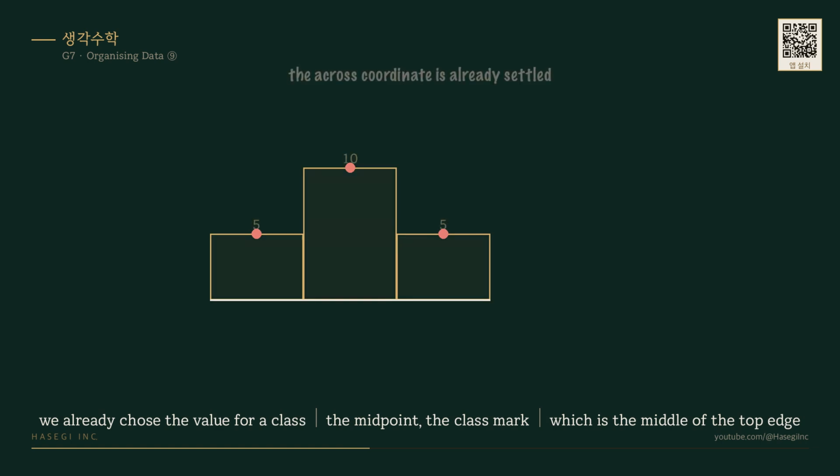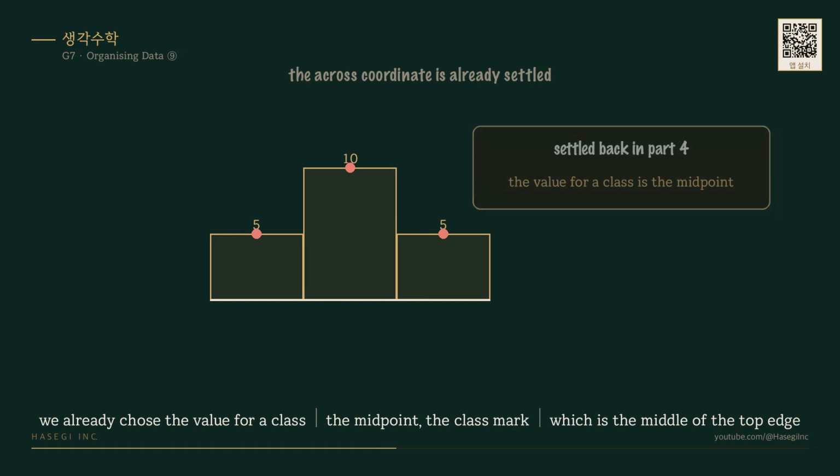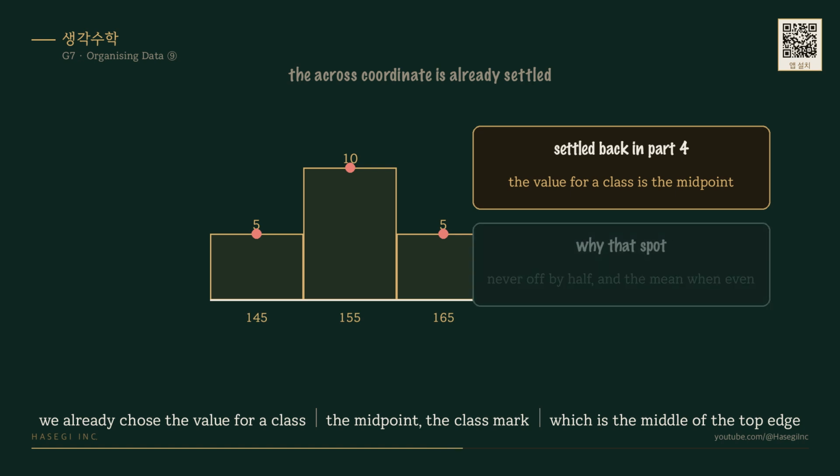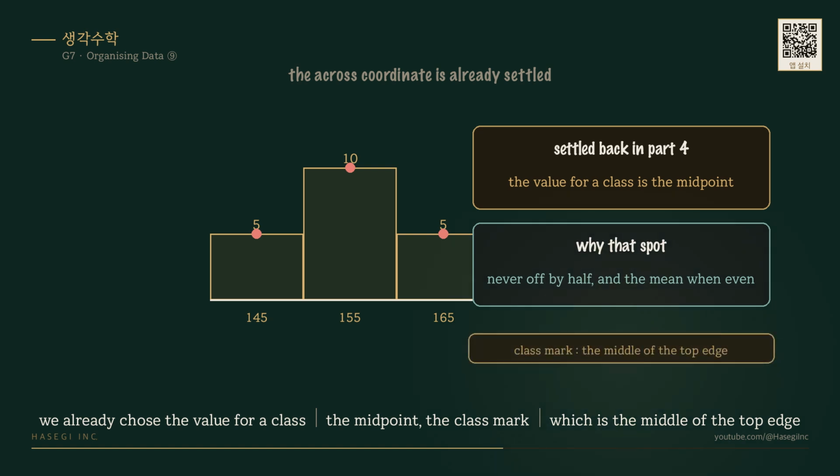The horizontal one has already been answered. Choosing one value to represent a whole class is exactly what we did 5 episodes ago, and the answer was the midpoint, the class mark. Nothing in the class is further from it than half a class width, and with an even spread it is the class mean exactly. And that position is the middle of the top edge.